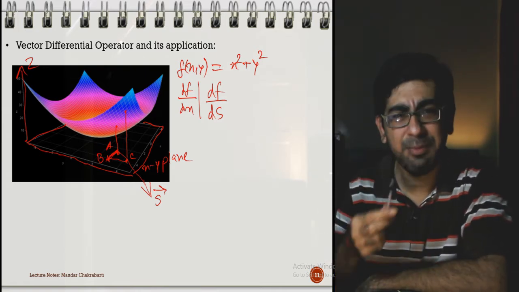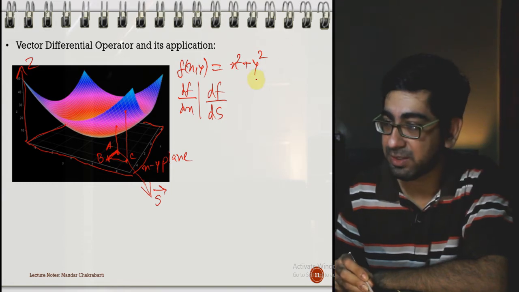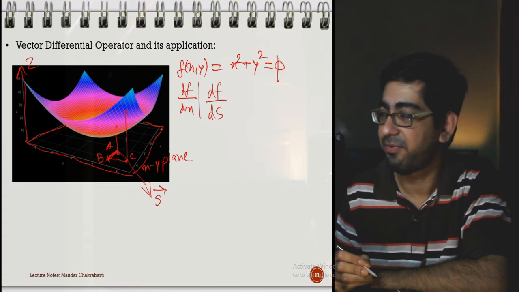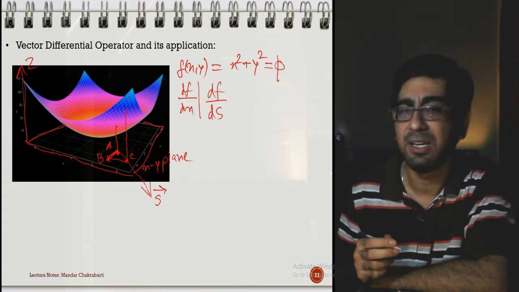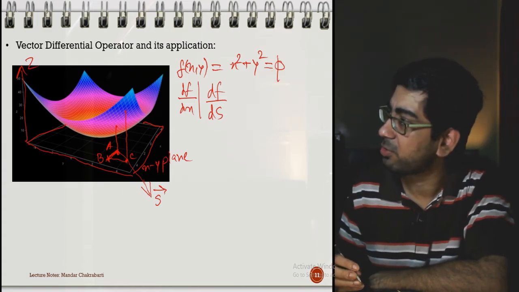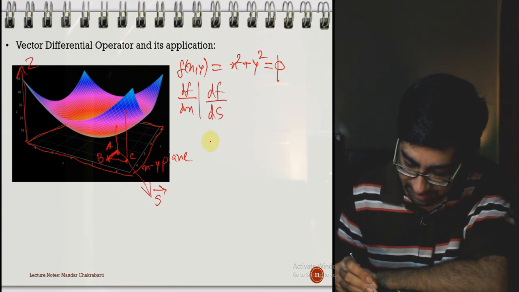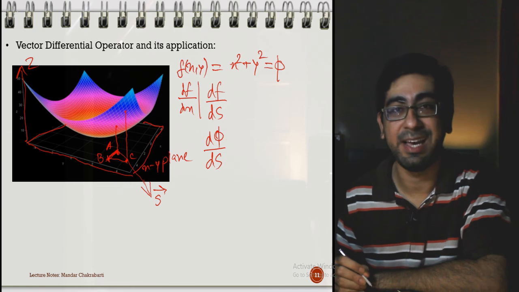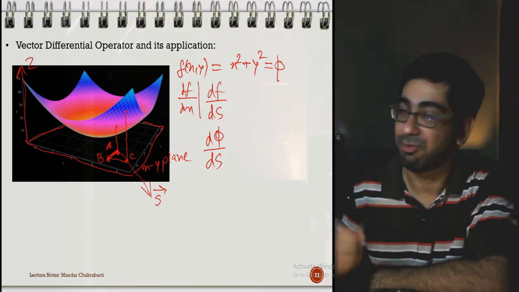Now let me give a little different name to this function of ours. Let me name this as, say, phi. So this function of ours, I am naming it as phi. What I am trying to actually calculate is d phi ds. Now check out this step.